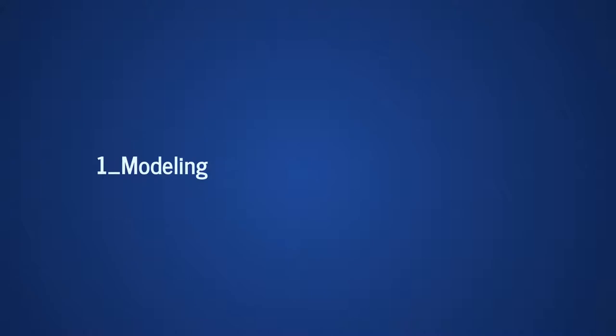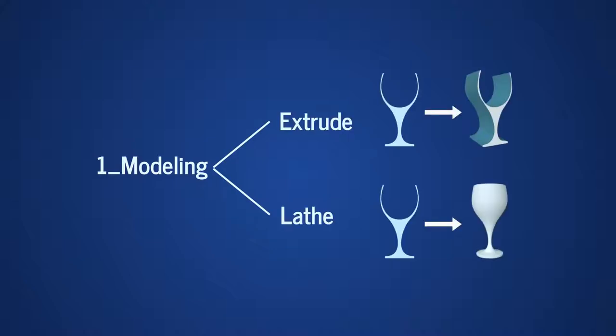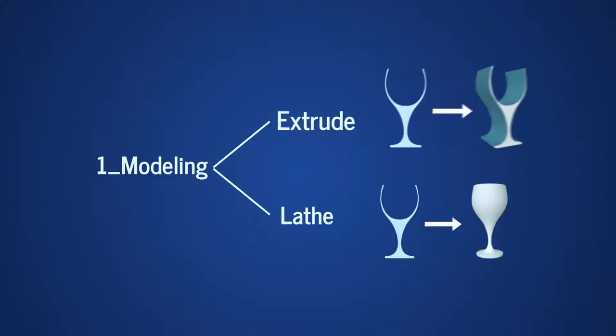In Photoshop, modeling is done in two ways: extrude and lace. In this tutorial, we use the extrude method.